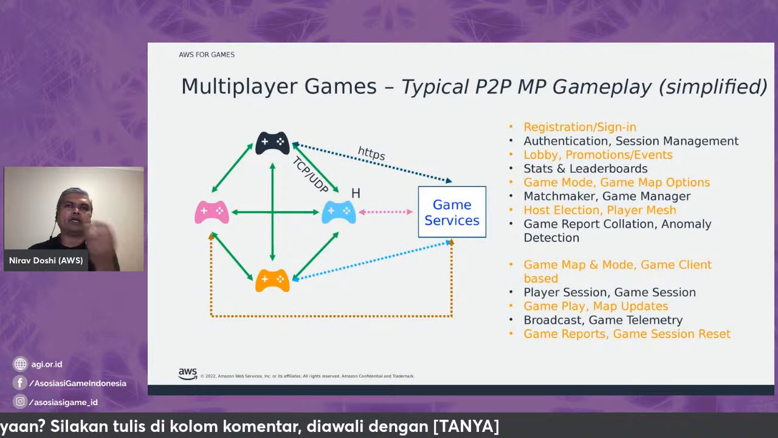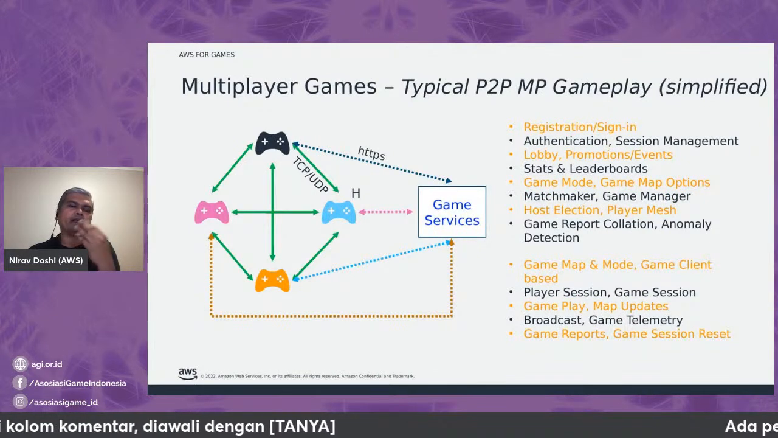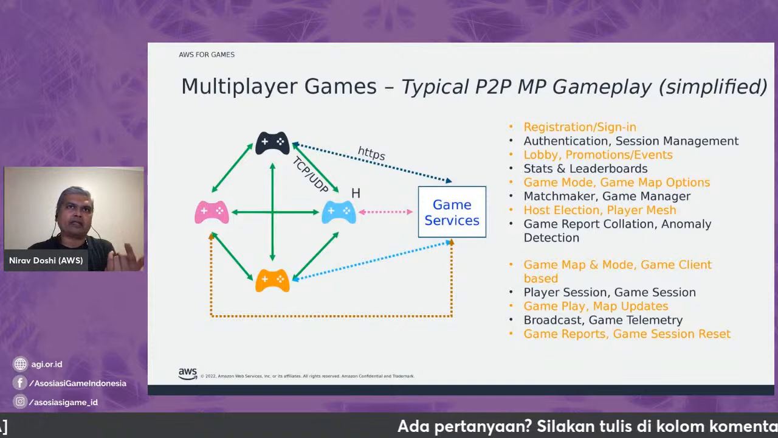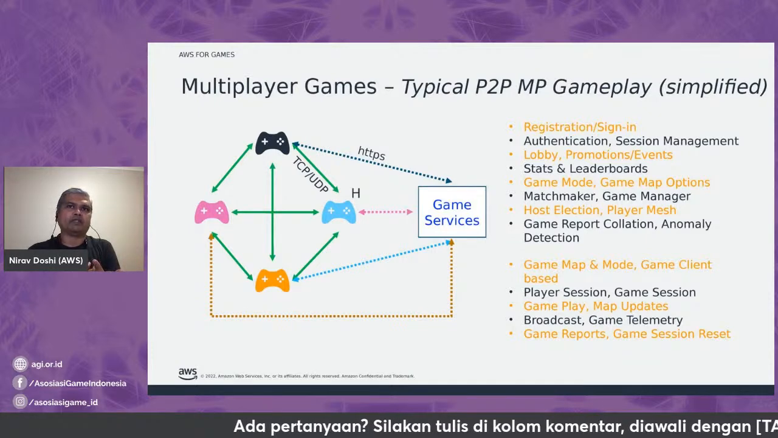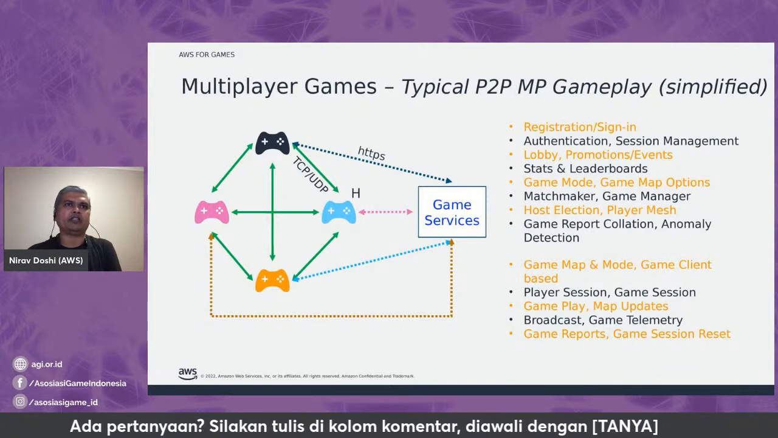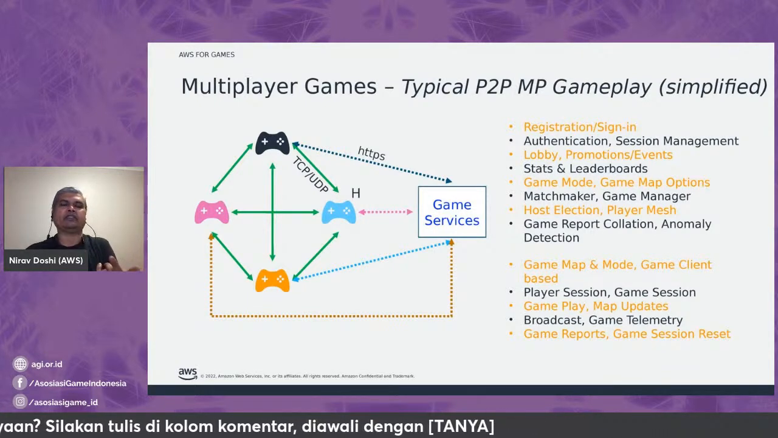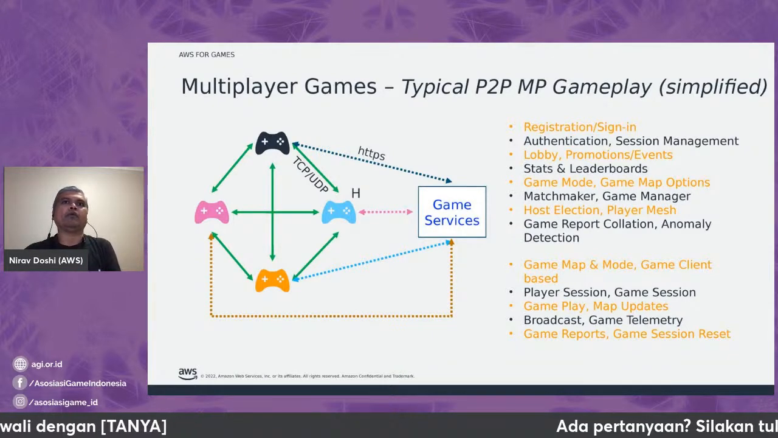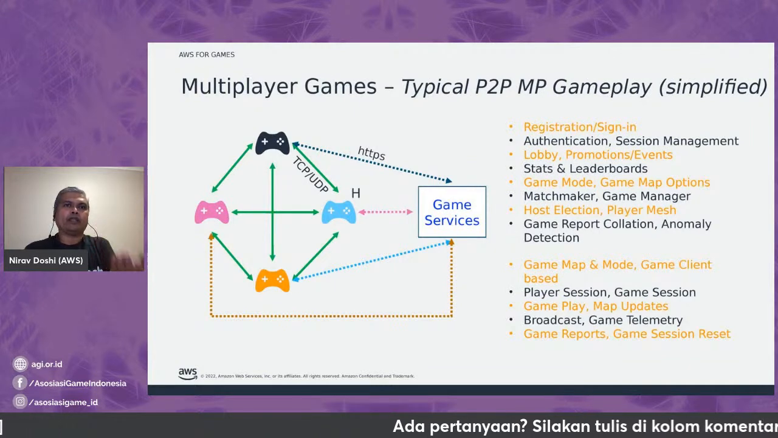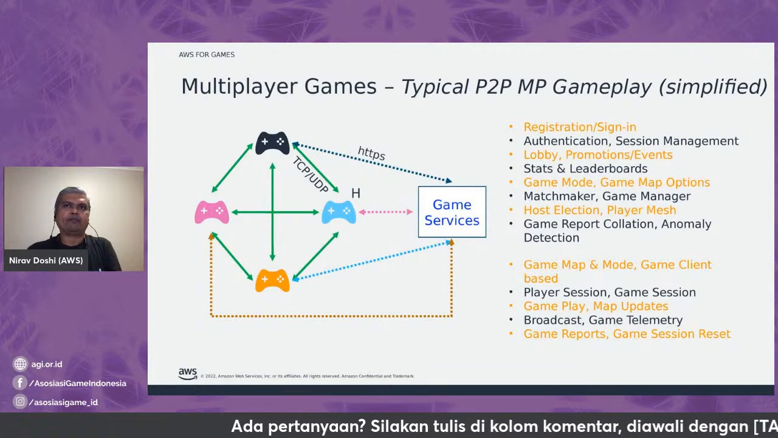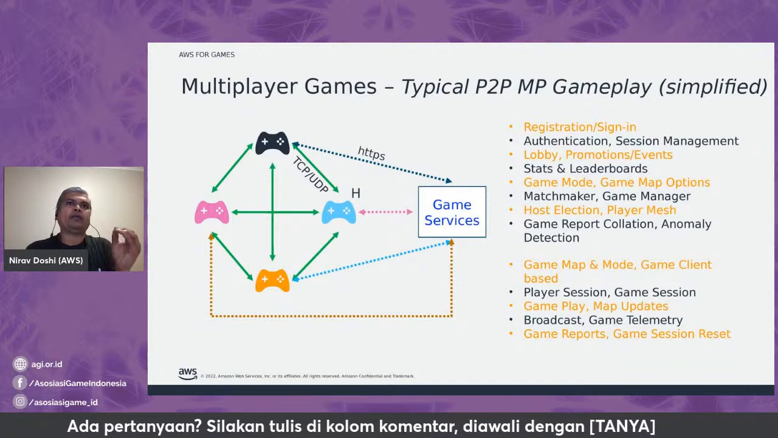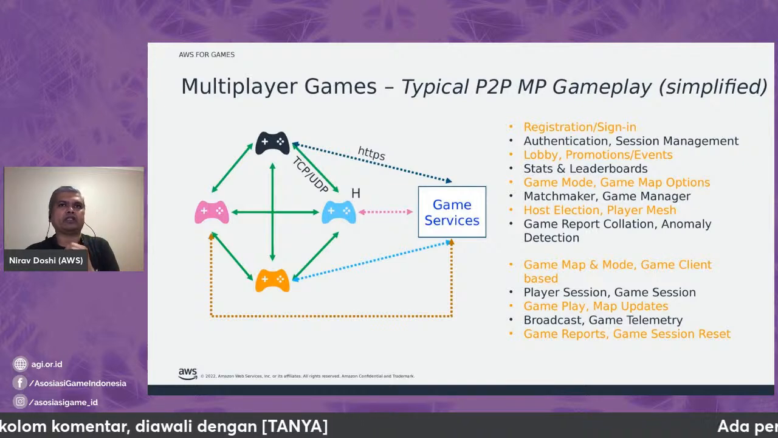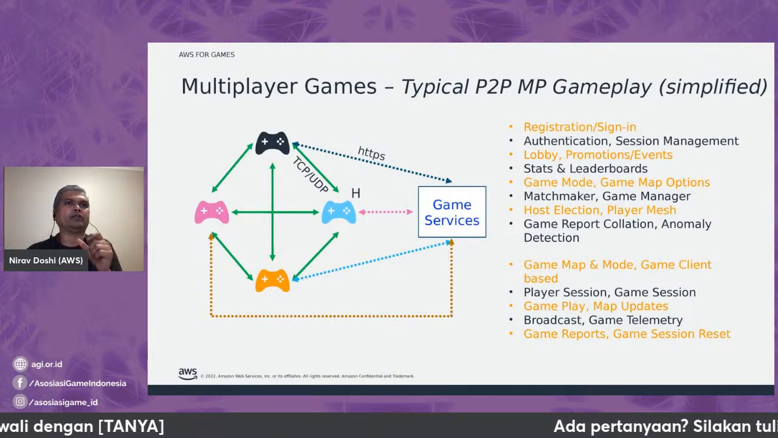So when we look at a typical peer-to-peer multiplayer gameplay, you would have one player, say the player who has a black device, connect into the game services and perform the same set of initial activities, like registration, authentication, lobby, stats. They would choose a game mode, they would get matched. Now when they get matched, a game could be created for them. Now there could be other players who also join in, who also sign in, and who also choose the same game mode and the same game map, and they are all now matched into the same game.